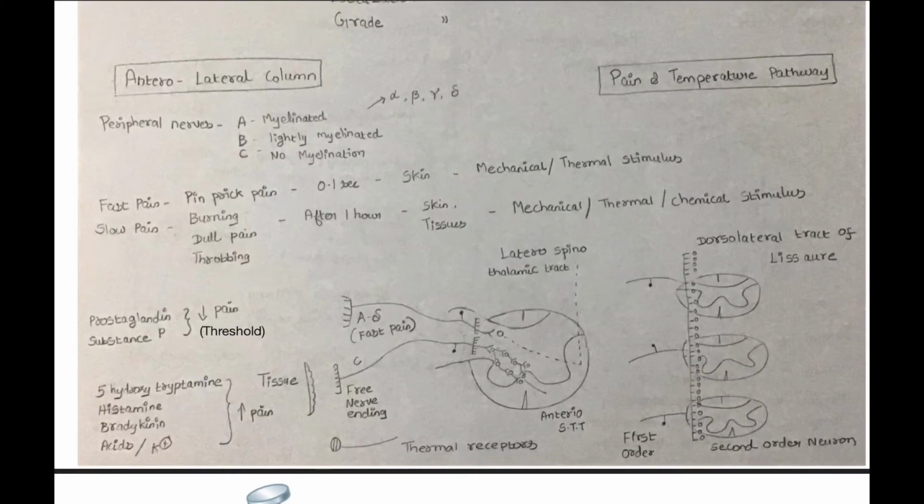What do you mean by threshold? It will decrease the intensity of the pain. Without this substance, you will have only an increased pain, and you won't be having a decrease in the pain. So what are these substances? Prostaglandin and substance P. These substances are also produced in the area of the injury, so that you will not suffer the very high pain.